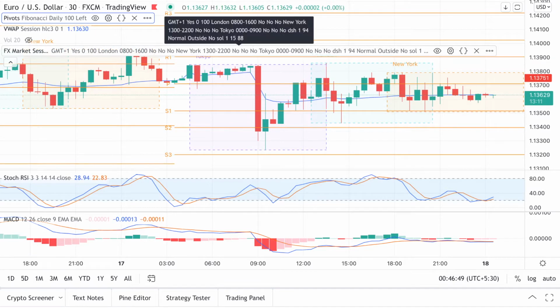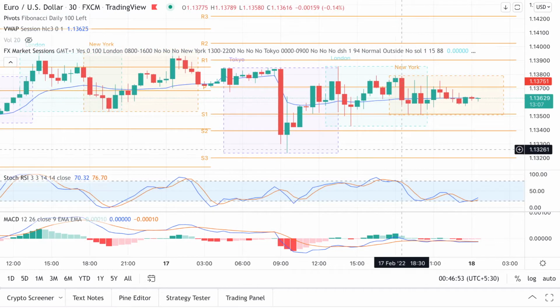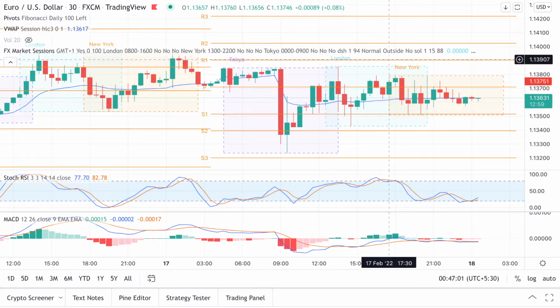And this is the filter that I use for looking at the sessions. I usually start my trading here at the beginning of the London session, and then I re-evaluate my current ongoing trade, or any new trade I want to take. I re-evaluate it again at the start of the New York session.